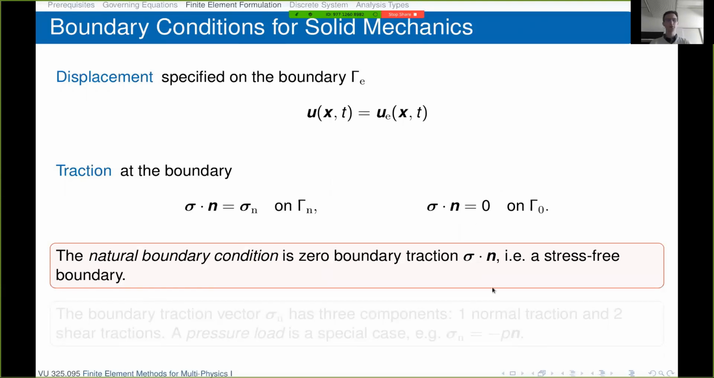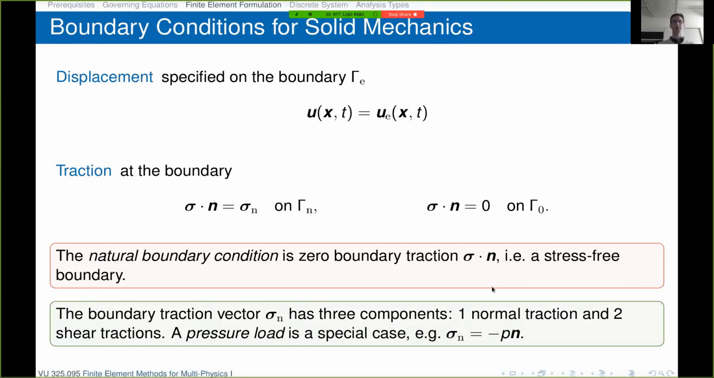Note also that the boundary traction vector has 3 components, as I already said, 1 normal and 2 shear tractions. And for example, a pressure load would be simply a special case defining only 1 component being the normal component, and you can write the required stress vector as minus p in n, where n is the normal vector of the surface.